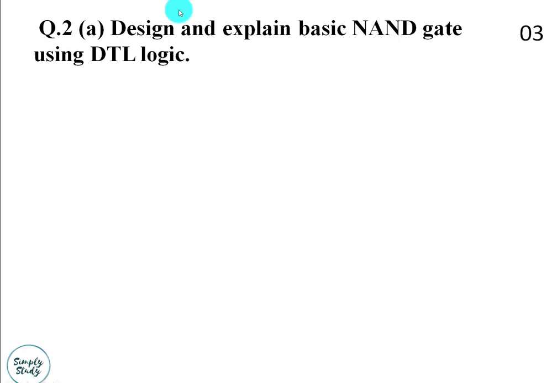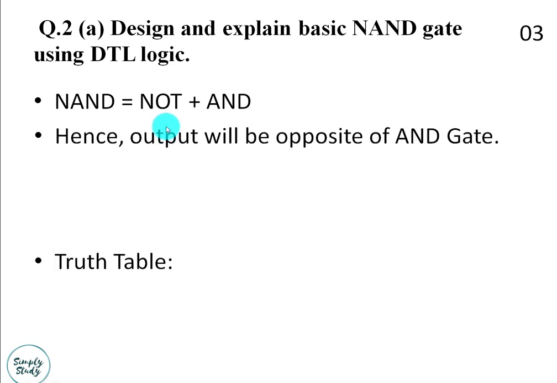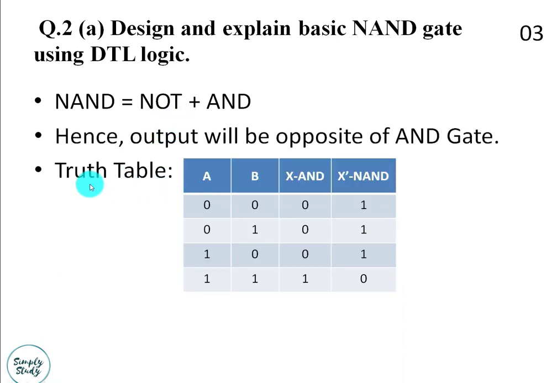So let's start with the second question. Question 2 is a compulsory question. Question 2a states, design and explain basic NAND gate using DTL logic. This question carries 3 marks. Let us first see what a basic NAND gate is. A NAND gate comprises an AND gate followed by a NOT gate. Hence, the output will be the complement, or opposite, of that of the AND gate.